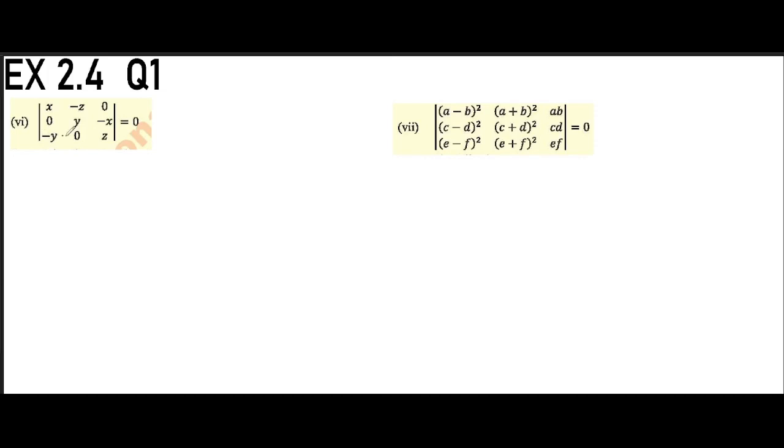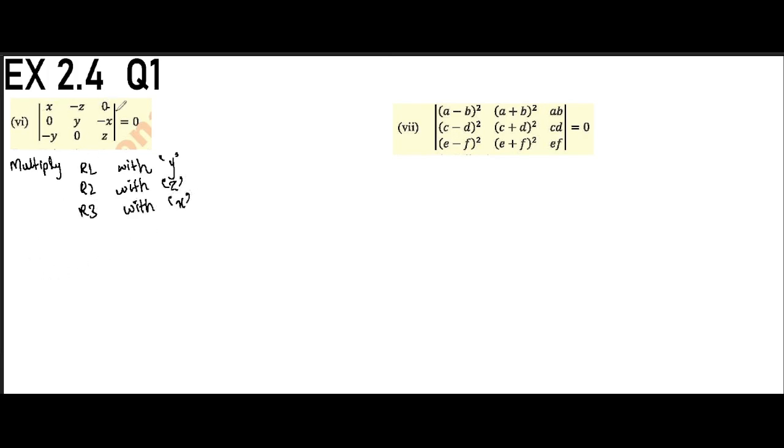Now how are we going to solve this and prove that this side is equal to 0? We have to multiply the first row with, okay, let's write it side by side. Multiply first row with, there is no y over here, so we are going to multiply it with y. Then the second row with z, and the third row with x.